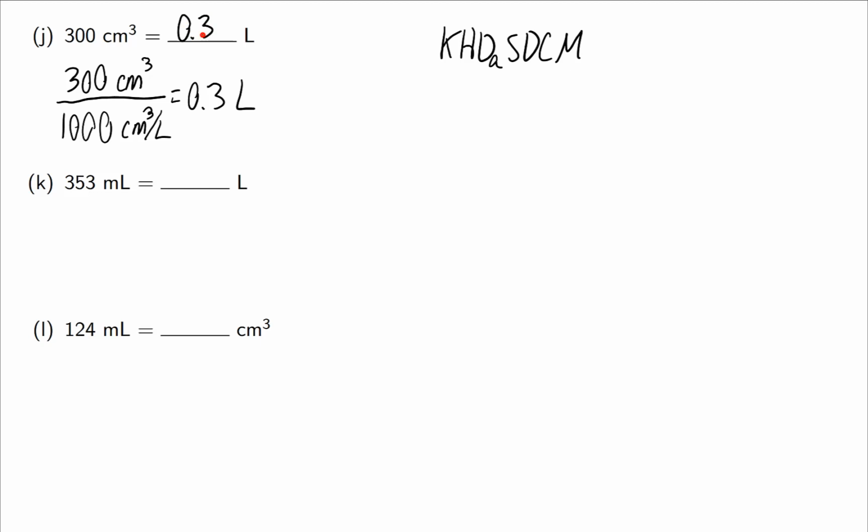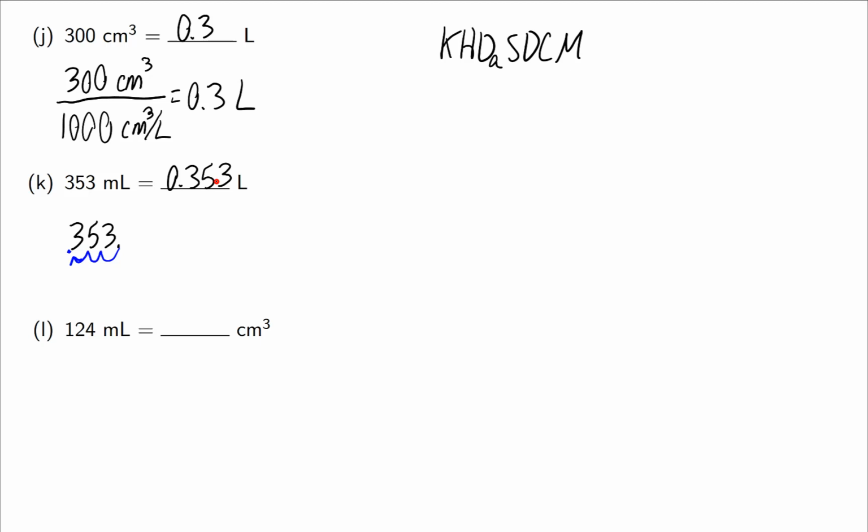Milliliters to liters. We can use our sliding scale for this one. Milli is right here, and liters are now our standard unit. So I'm going 1, 2, 3 to the left, 1, 2, 3 to the left, and that gives me 0.353 liters.